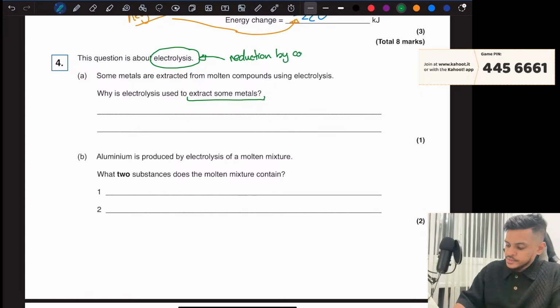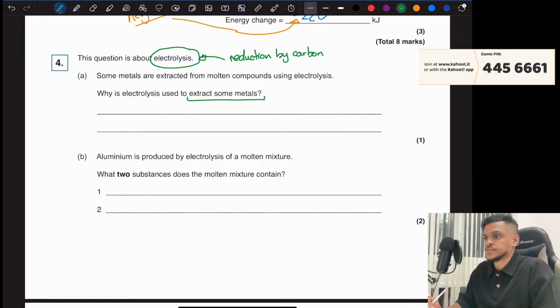We want to use reduction by carbon. Yeah, we only use electrolysis on one condition. Does anyone know what it is? Why do we use electrolysis? We don't want to use electrolysis because it's more expensive, right? Exactly. I think you need to be a bit more specific. Yeah, so you said some metals can't be extracted from other metals. Yeah, the other method is reduction by carbon.